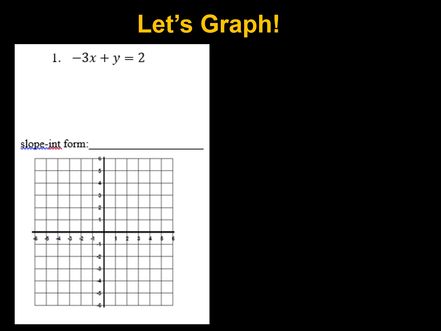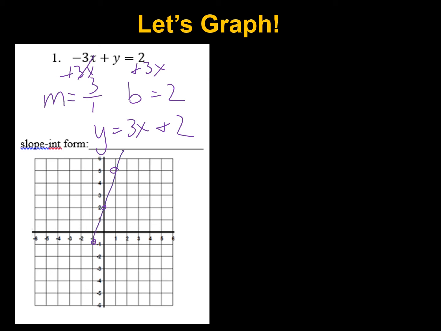Okay, so here, if I rearrange this, I'm going to add 3x to both sides, and I get y equals 3x plus 2. Okay, so my slope is 3 over 1, and my y-intercept is 2. So if I go to graph that now, I'm going to go to the y-axis at 2. Okay, and then I'm going to go up 3 and over 1. Okay, I could also go back the other way and go down 3 and left 1. Do the opposite, but there is the line of that equation.